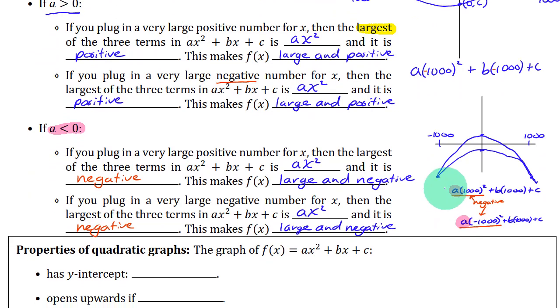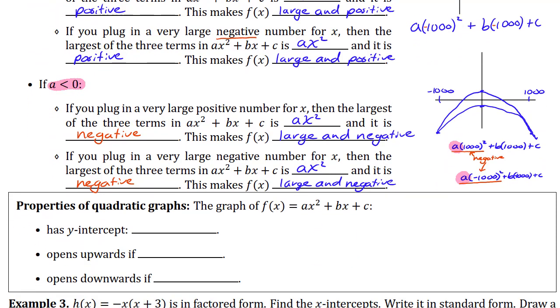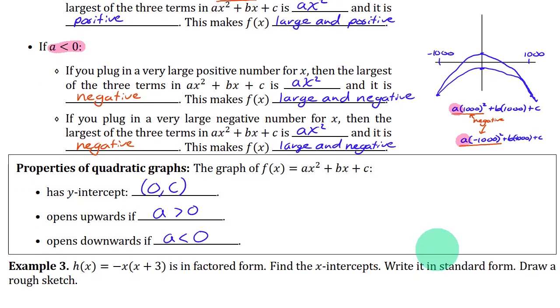Okay, so let's fill in these blanks with what we figured out. The y-intercept is the point 0, c. That's what you get when you replace x with 0, you get c. The whole thing opens upwards if a is greater than 0. And it opens downwards if a is less than 0, which we just sort of explained here. So if a is a negative number. All right, let's look at this example to try to bring this all together here.